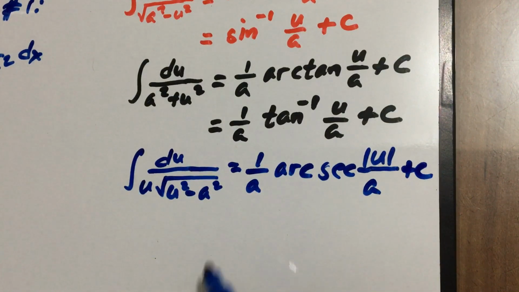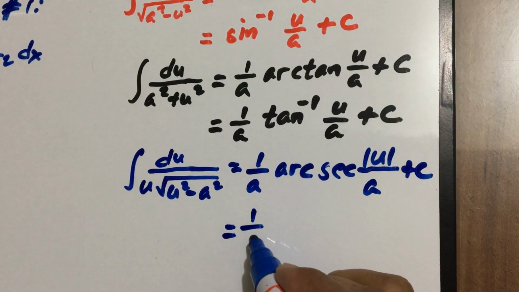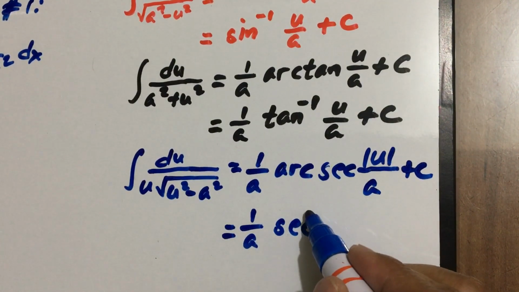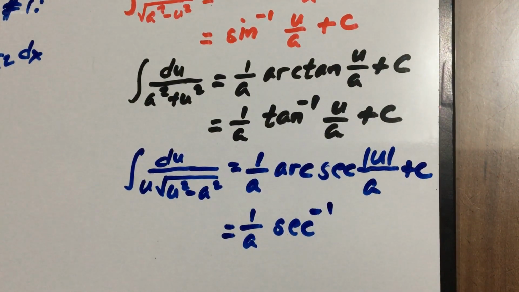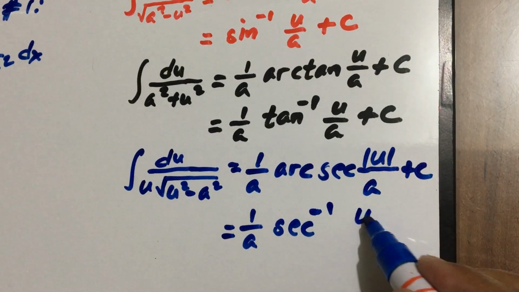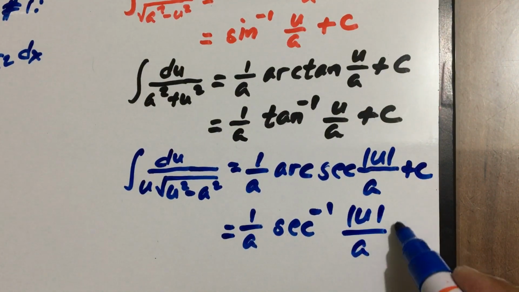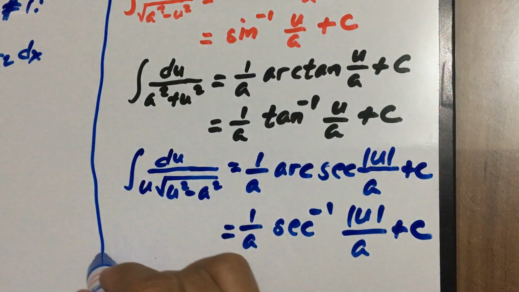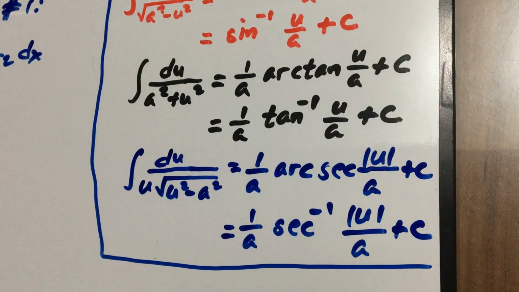Okay, or you can write this as 1 over a inverse secant of the absolute value of u over a plus c. Okay, so from this summary of this formula, as you have noticed, class, from the first few minutes of our discussion, we have the cofunctions which differ only in the sign.